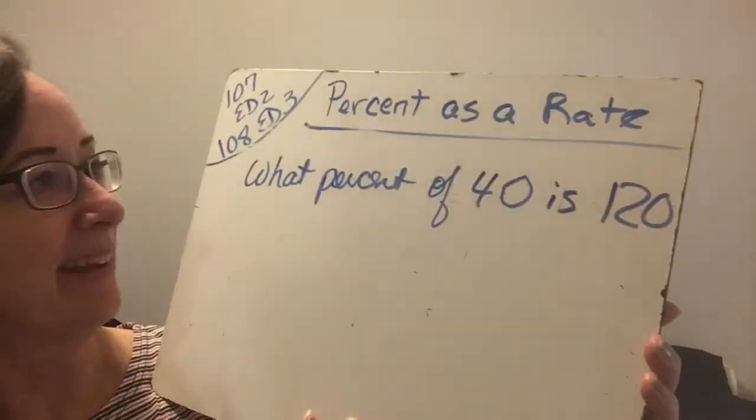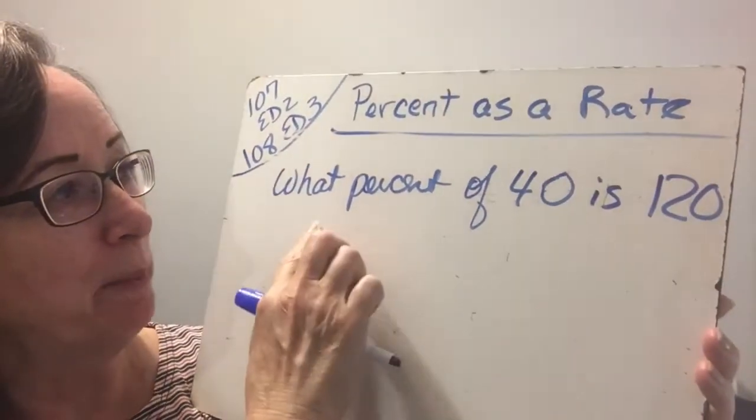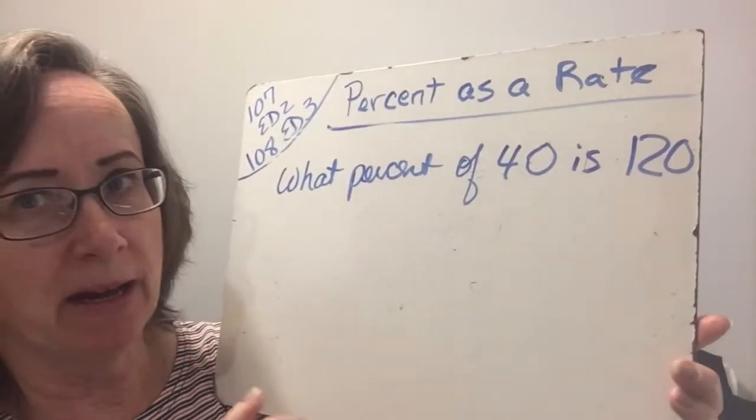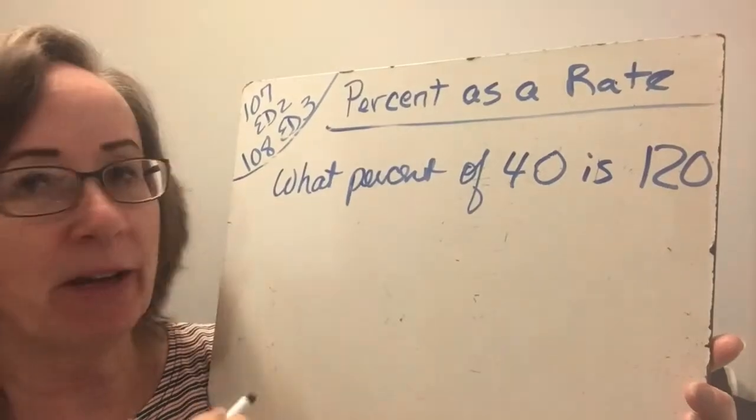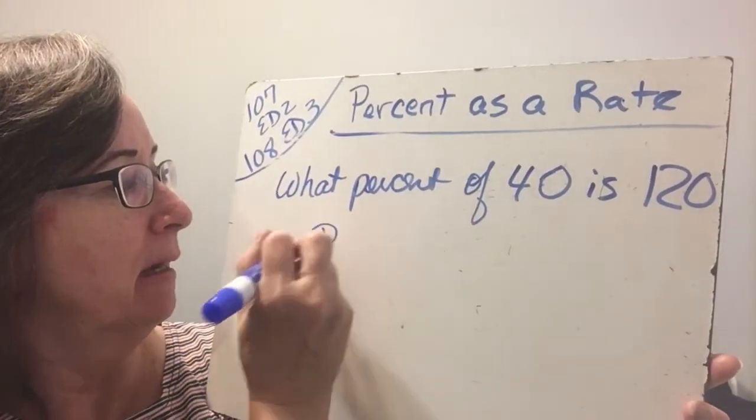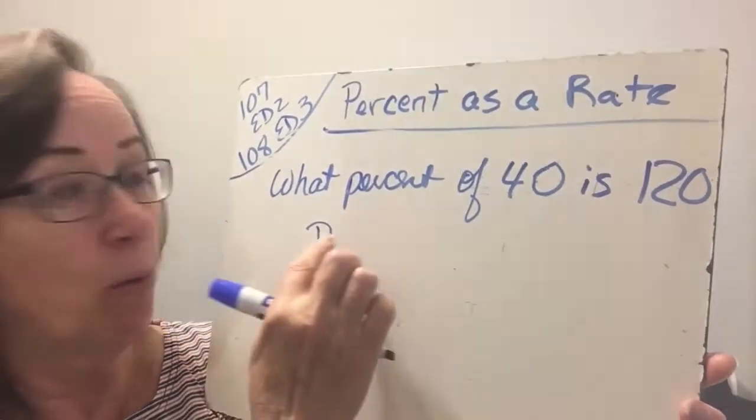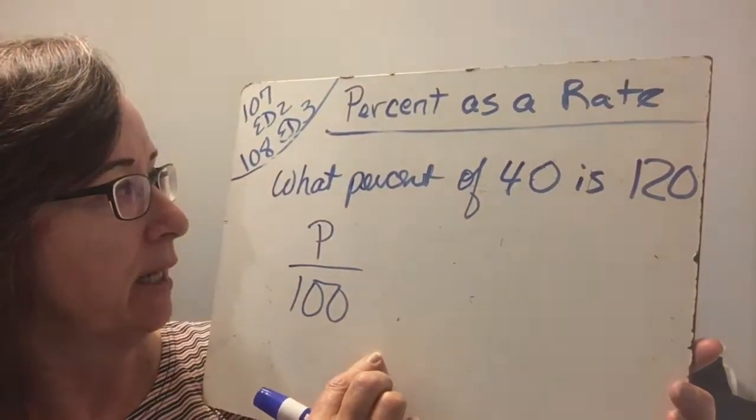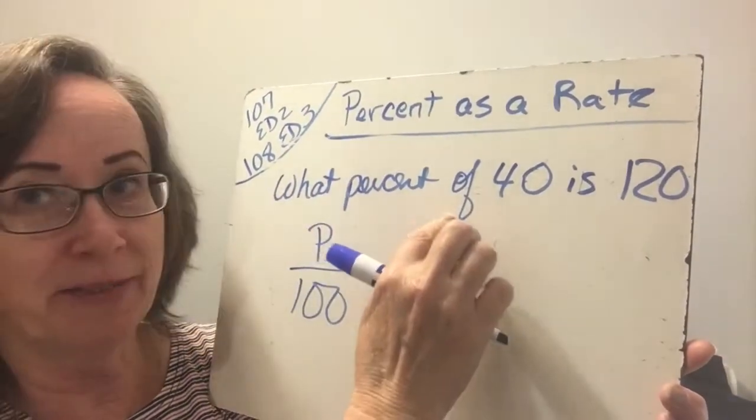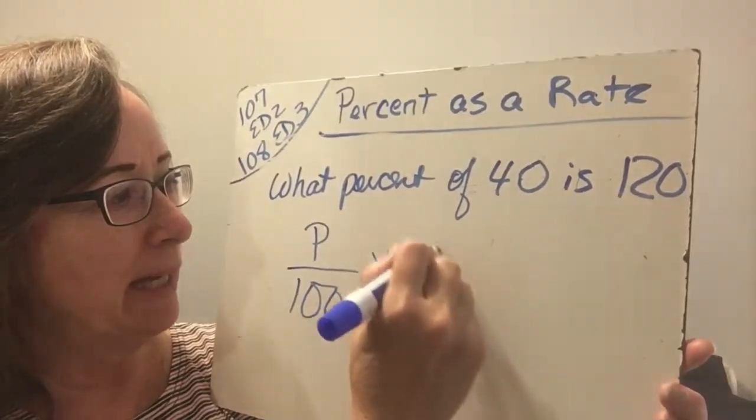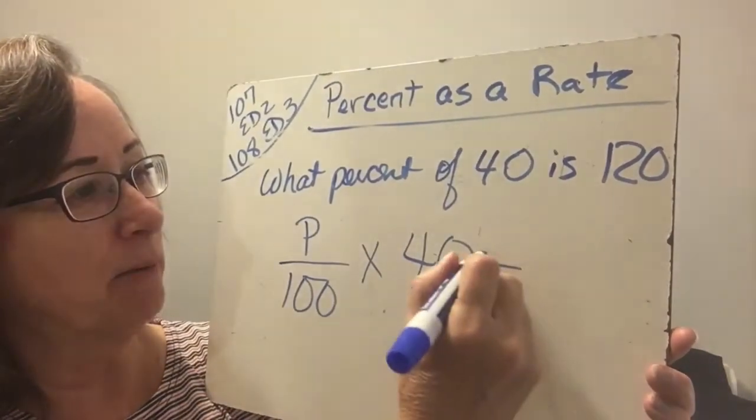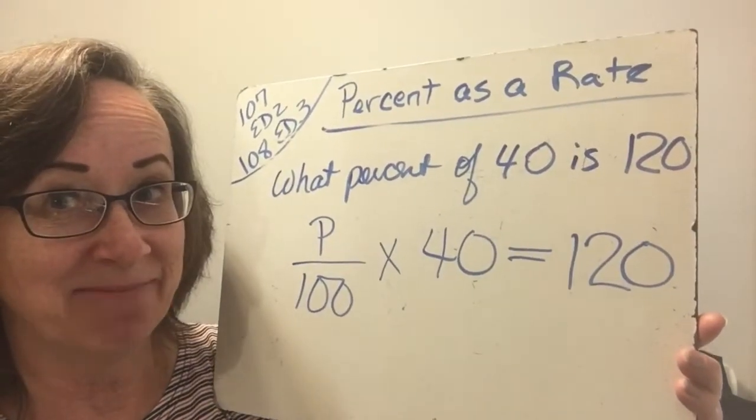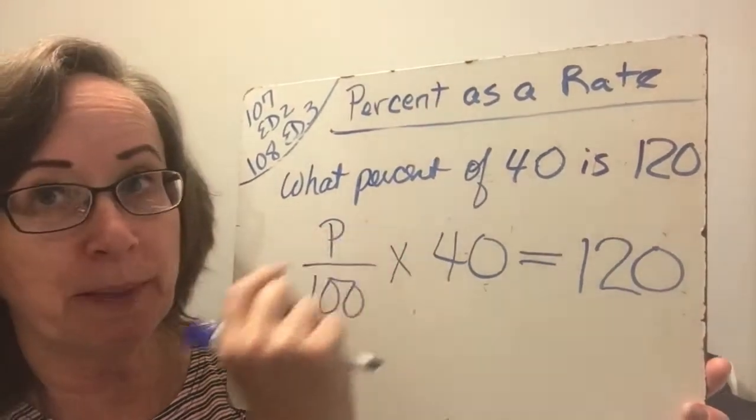Here is the next example. What percent of 40 is 120? So now, when we're doing what percent, very often I will write P over 100. What percent? So 20% would be 20 over 100. So what percent of, there's my times sign, 40 is, there's my equal sign, 120. Easy. So now we're trying to find the P.